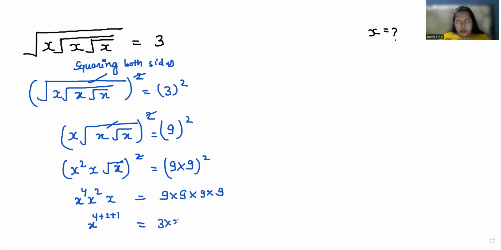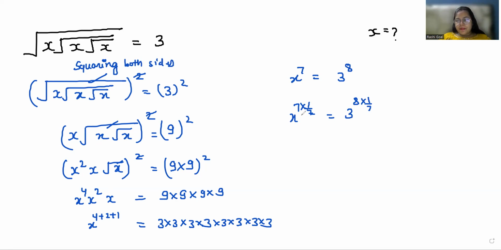We can write it as 3 times 3. So x to the power 4 plus 2 is 6, plus 1 is 7, is equal to 3 to the power 8. So I'm going to multiply with the power 1 by 7 on both sides. So the value of x is 3 to the power 8 by 7.